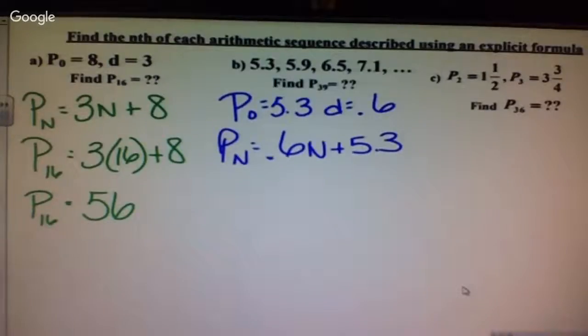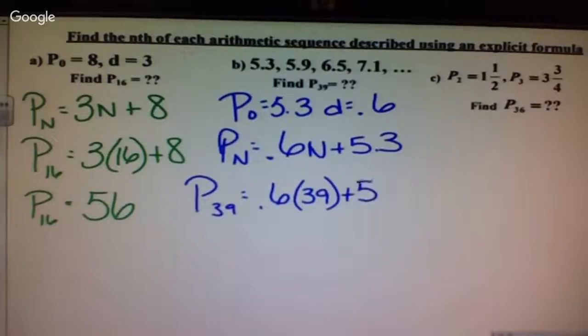But now they want me to find P sub 39. So I'm plugging in 39. What do we get? Just think how many times you would have had to sit there and add 5.3, 5.3, 5.3 to get clear down to the 39th number.